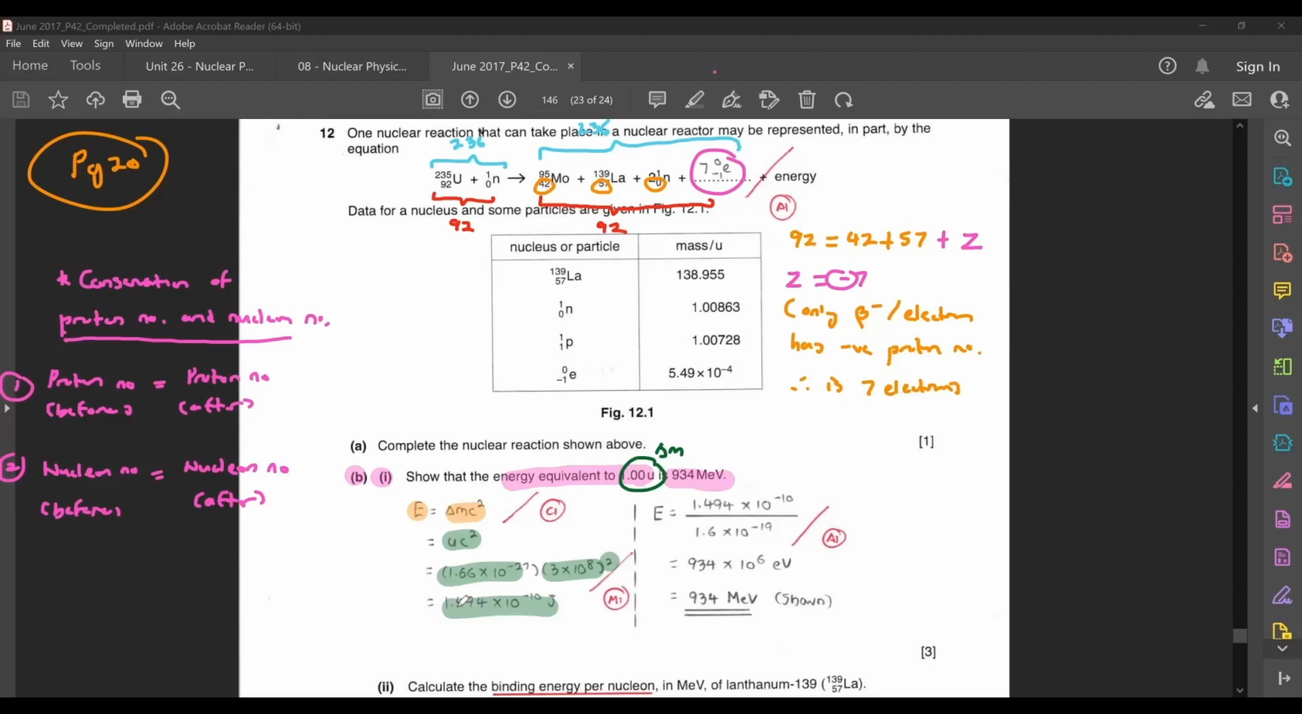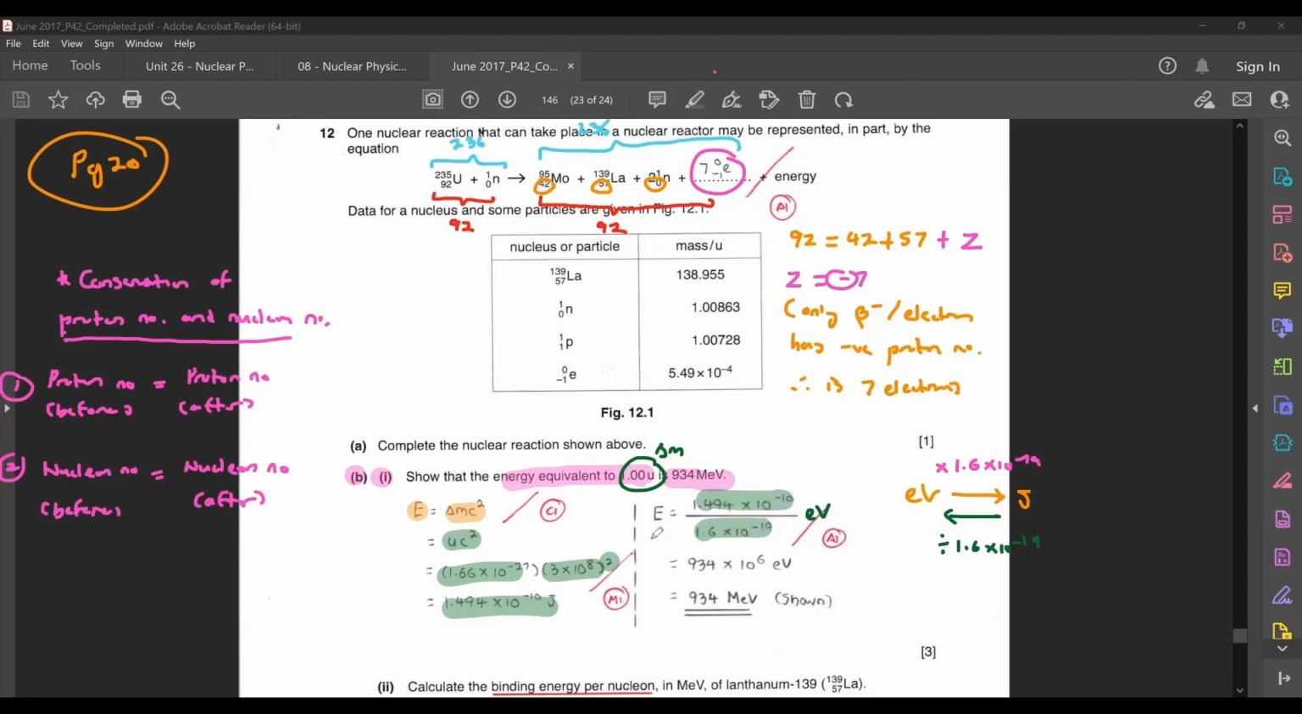1.494 times 10 power minus 10 joules. This is in joules. You want to convert it to eV, you just divide. No? So in general, this is the working. You convert from eV to joules, you multiply with 1.6 times 10 power minus 19. But if you want to convert from joules to eV, you divide by 1.6 times 10 power minus 19. Which is what you're doing here.